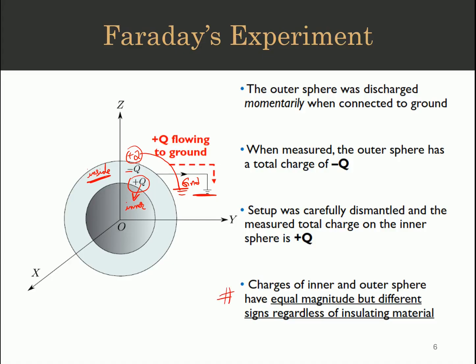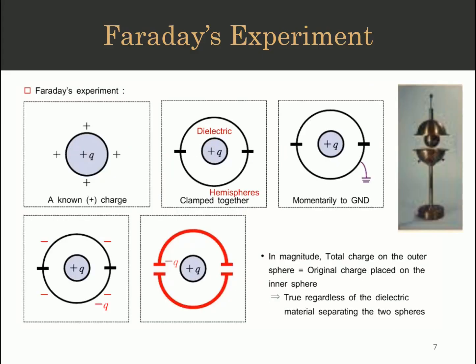So this is the observation he presented. He said that the charges of the inner and outer sphere had equal magnitude but different sign, regardless of the insulating material. Whatever insulating material was in between the two spheres, the charges always had the same magnitude but opposite sign. So let's take a clear picture of this. Initially he charged the inner sphere with positive charges.